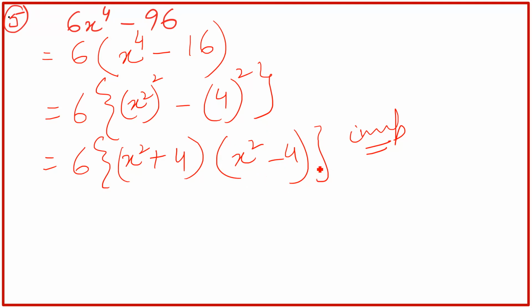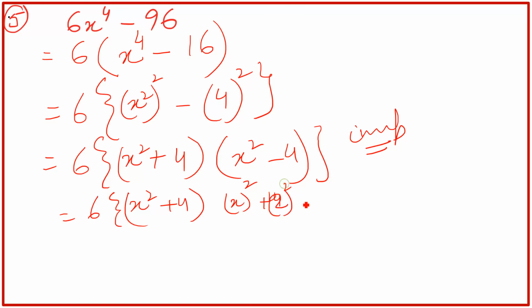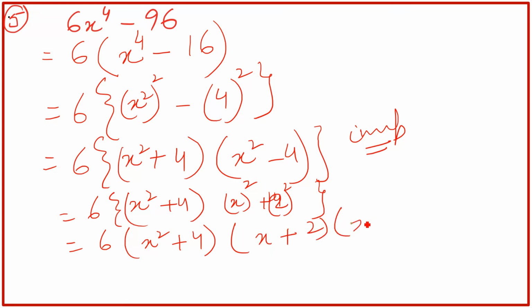This is again a squared minus b squared. See, x squared plus 4 is one term, and here this is the square of 2 squared. So one time again we will write down x squared plus 4 will remain the same, x plus 2 into x minus 2. From here it is important again, right? This is the same, x squared minus 4.